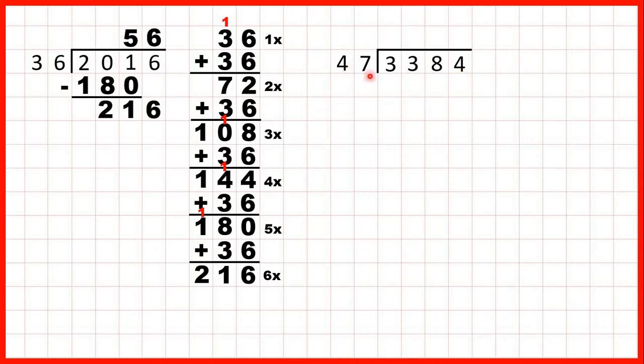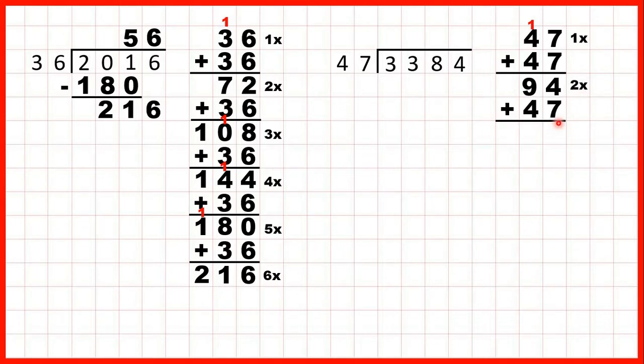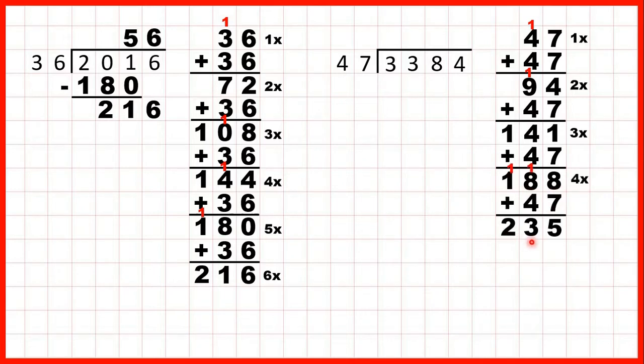3,384 divided by 47, so we can work out our 47 times table. 47 is 1 times 47. If we add another 47, we get 94 for 2 times. Adding another 47, we get 141 for 3 times. Another 47 gives us 188 for 4 times. And 235 for 5 times. So now that we've calculated to 5 times, let's look back at our question.